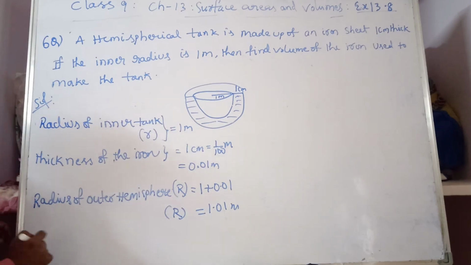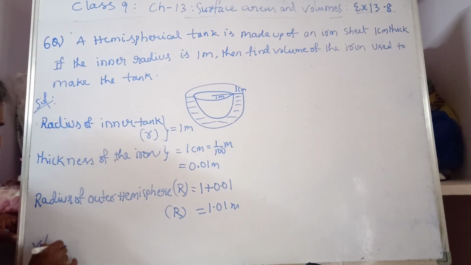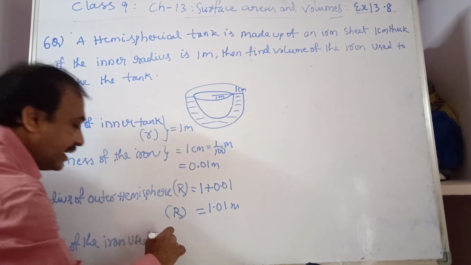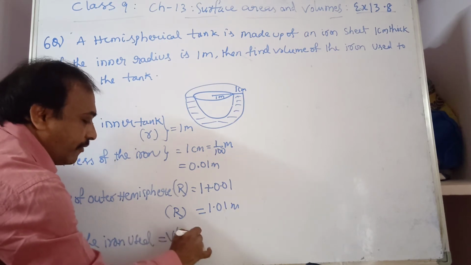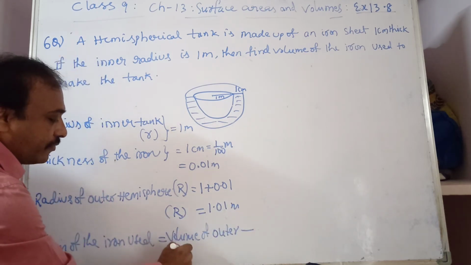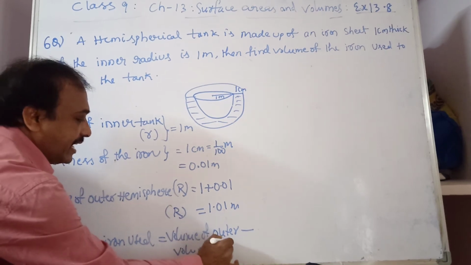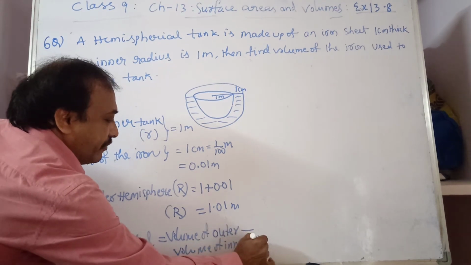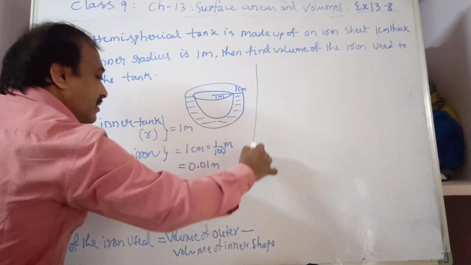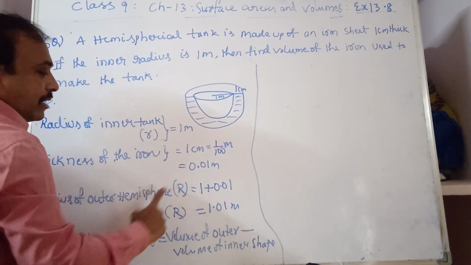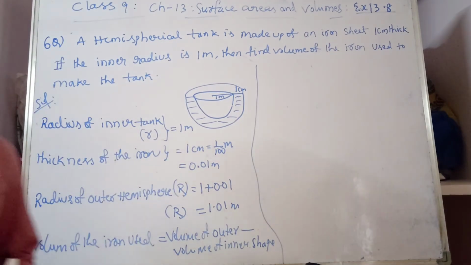Now what you should do? The volume of the iron sheet used is equal to the volume of the outer hemisphere minus the volume of the inner hemisphere. Observe it here: the volume of the iron sheet used is the volume of the outer minus the volume of the inner. What is the volume of a hemispherical shape?